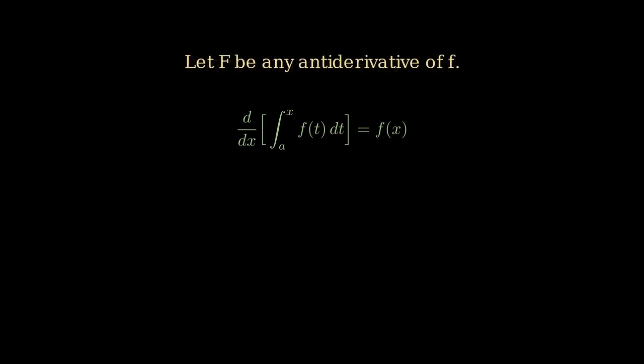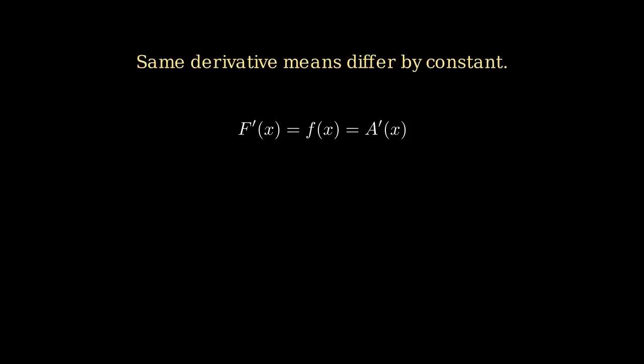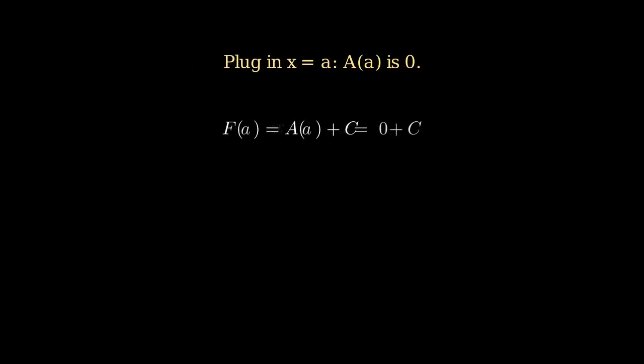Now let's use this to get the second part of the theorem. Suppose F is any antiderivative of f at all, meaning the derivative of F equals f of x, just like A. Since A and F have the exact same derivative everywhere, they can only differ by a constant. So F of x equals A of x plus some constant c. To find c, plug in x equals a. We know A of a is 0, since the integral from a to a of anything is just 0, the region has no width. So F of a equals 0 plus c, which means c equals F of a.